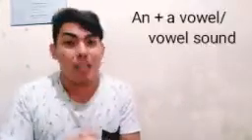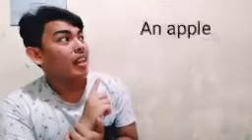Since we are talking about vowels, always remember that the article an must be paired with a word that starts with a vowel. For example, an apple, an ant, and so on. There are so many words that start with a vowel, and we can use the article an by pairing it in a sentence.